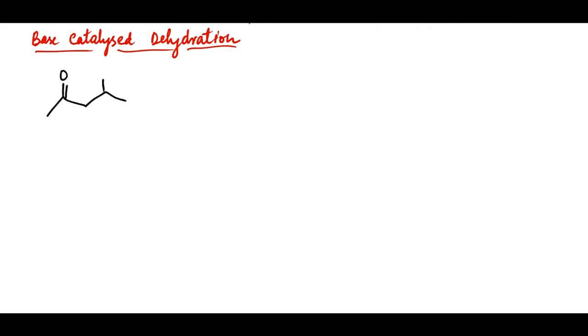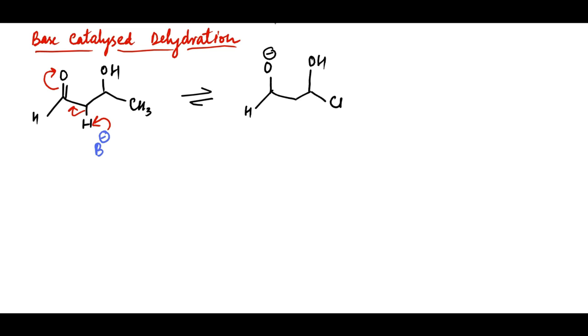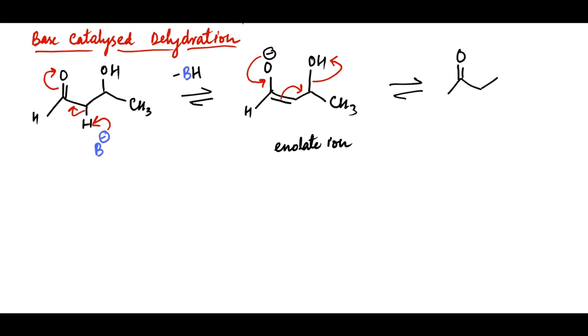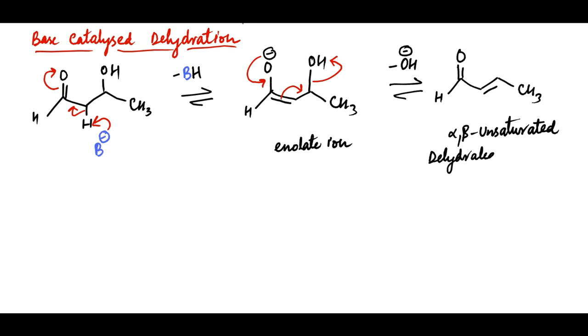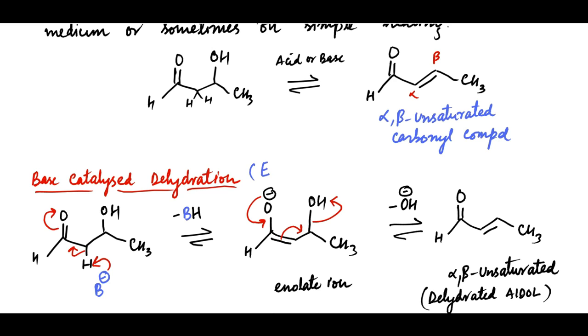In the base-catalyzed dehydration of aldol, the base deprotonates the alpha position to form an enolate. The enolate then expels hydroxide ion as a leaving group to produce alpha-beta unsaturation. Remember that normally alcohols do not undergo dehydration in the presence of a strong base, but here, the presence of the carbonyl group enables the dehydration reaction to occur.